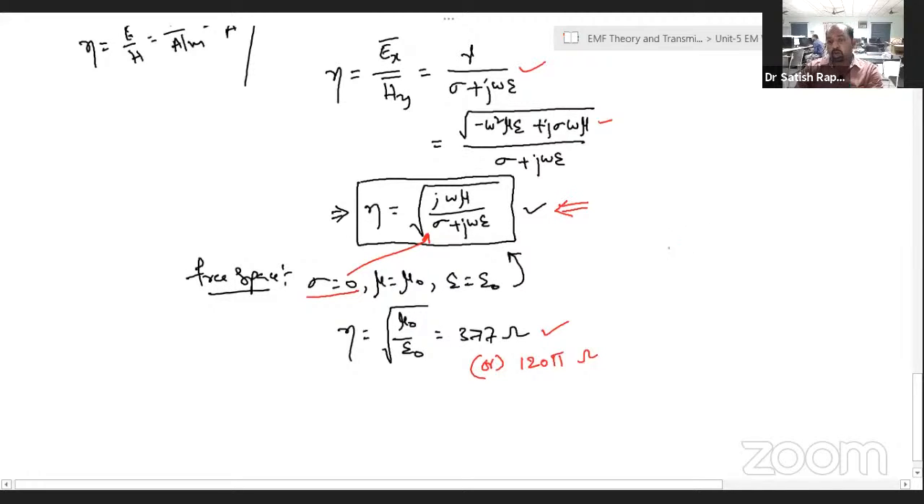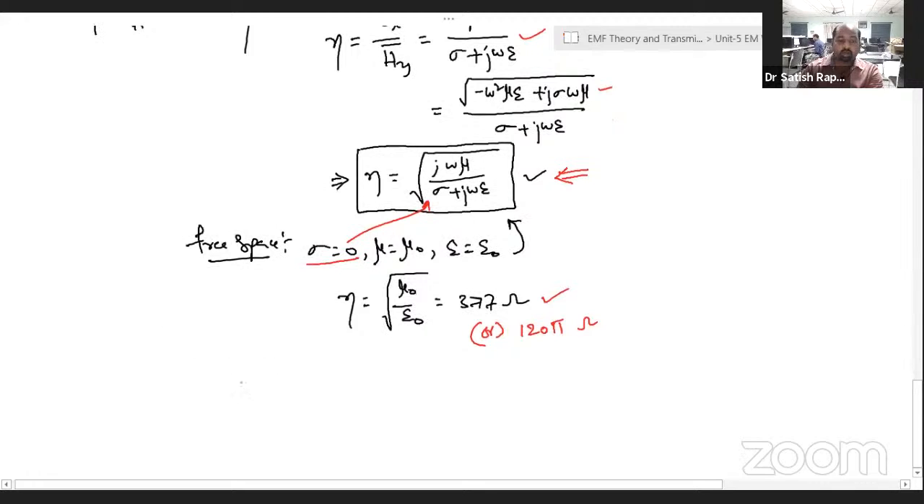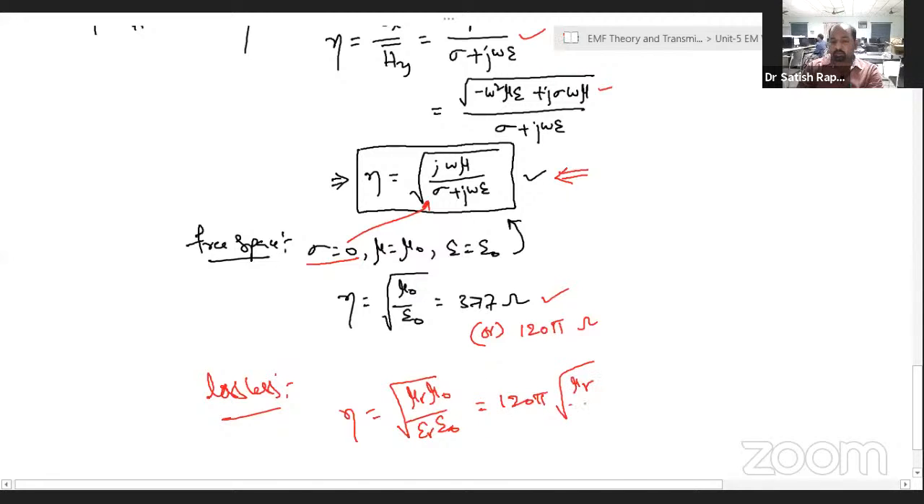So for free space, as we know that sigma is equal to 0, eta is equal to 377 ohms. And for lossless media, eta is equal to root over mu by epsilon, or root over mu naught by epsilon naught. So this is equal to 120 pi, root over mu r by epsilon r.